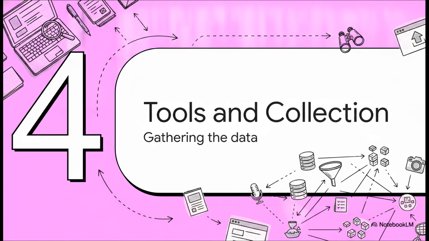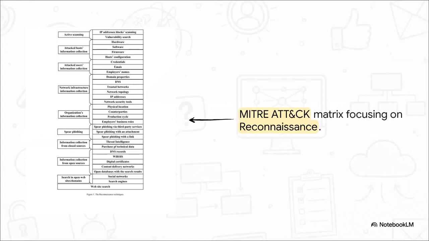Section 4, Tools and Collection. This is where we start gathering the actual data. Interestingly enough, we can learn a lot from how cyber attackers plan their intrusions. What you're seeing here is the MITRE ATT&CK matrix. It's a globally recognized framework mapping out how cyber attackers operate, focusing specifically on the reconnaissance techniques. Attackers will methodically map out network infrastructure, active IP addresses, domain properties, and targeted users before they ever make a move.